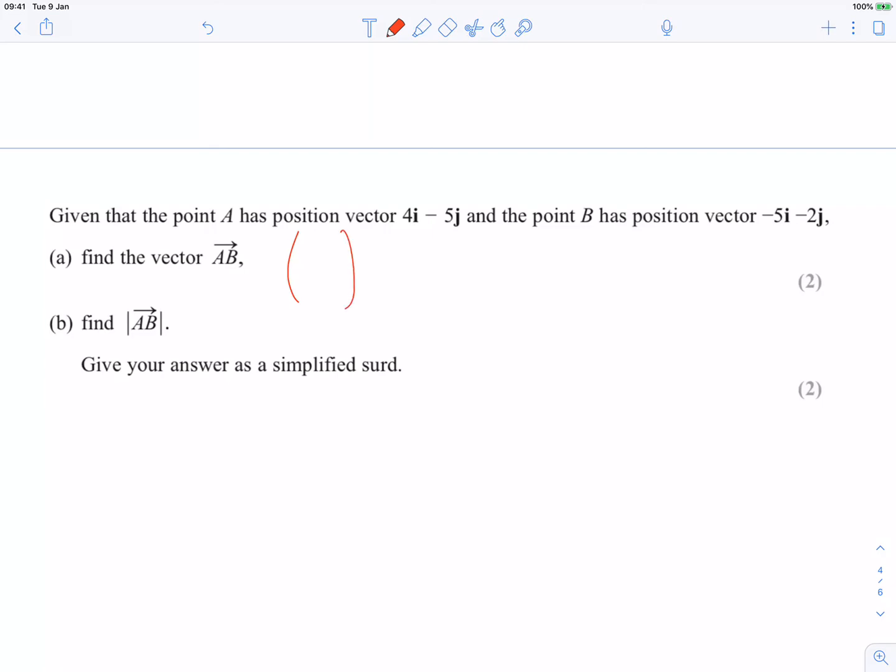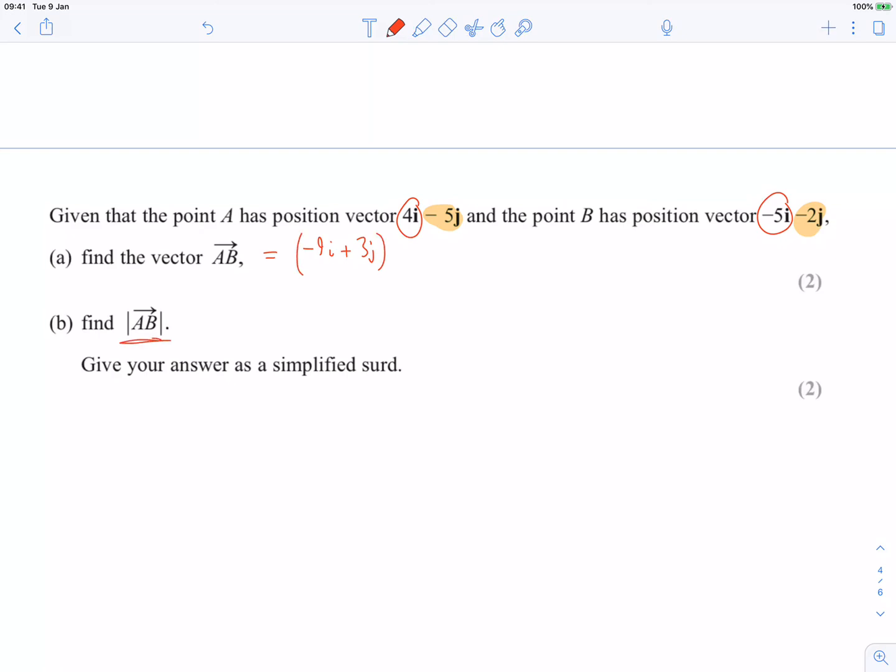Essentially, I like to think of it as I'm at 4i and I want to get to minus 5i, so that's minus 9i. So let's write that properly. It's minus 9i. And I'm at minus 5j with A, and I want to get to B, which is minus 2j, so minus 5j to minus 2j means we're at plus 3j. So it's only 2 marks, it's pretty simple like that, it's not that big of a deal.